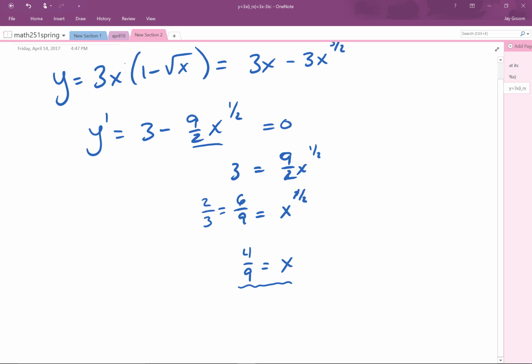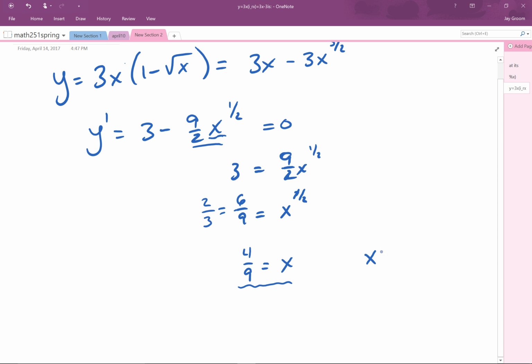Now you're like, which is it, Jay? Well, I don't know. So if you put in, like, say, 10, what's the square root of 10? Well, it's like 3-ish. And 3 times 4.5 is 13.5. And what is 3 minus 13.5? Well, it's negative. That's right.